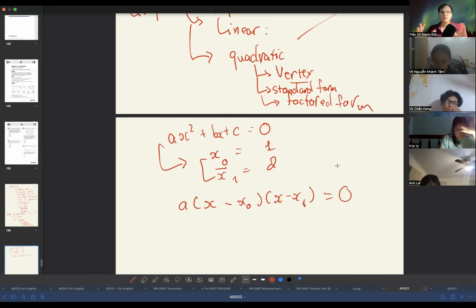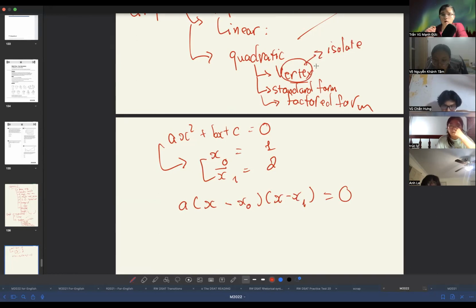So what do these different forms of quadratic equation mean? Vertex form will make clear or isolate the vertex. Standard form doesn't do anything, but factored form will isolate the solutions. Okay, what does isolating mean? Isolate means to give it as a constant or a coefficient. It will show the thing that it's trying to make clear in the equation.